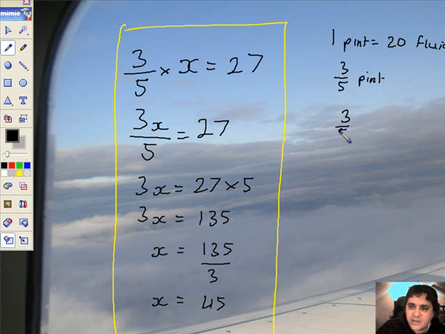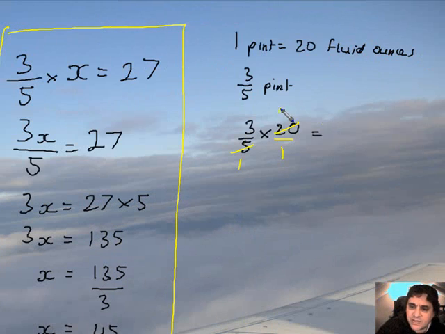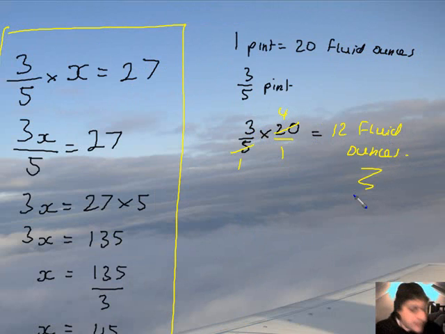So it's 3/5 of 20. This is boringly easy. Oh look, 20 over 1. 5 goes into itself once, 5 goes into 20 4 times, 4 times 3, 12 fluid ounces. Didn't really have to think there, just needed to overcome my fear of that question. Not going to do the rest of it. That's how you work out fractions of a quantity.